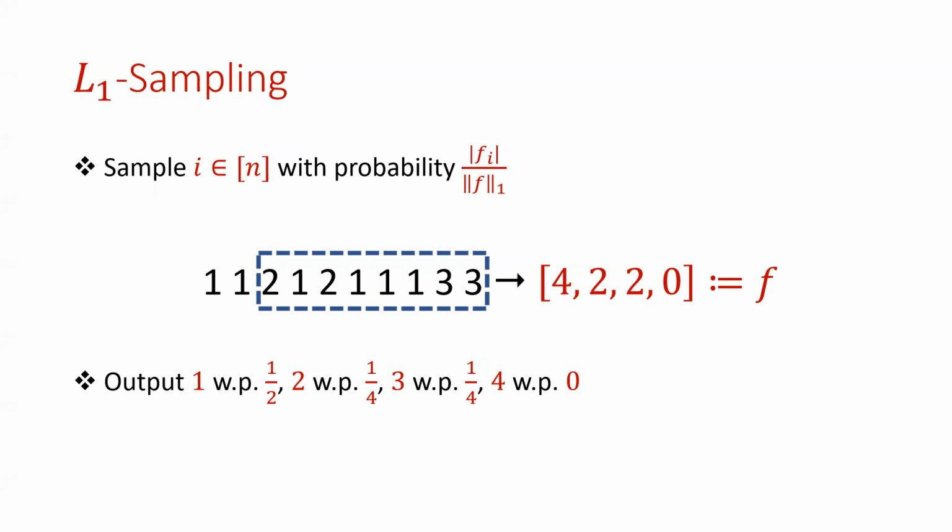For example, if we have the frequency vector 4, 2, 2, 0, then we want to output 1 with probability half. We want to output 2 with probability 1/4 because 2 appears 2 times in the stream, and the 1-norm of f is 8. So we want to output 2 with probability 2/8, which equals 1/4. Similarly, we want to output 3 with probability 1/4, and we want to output 4 with 0 probability, or never at all, and this is because 4 never appears in the stream.